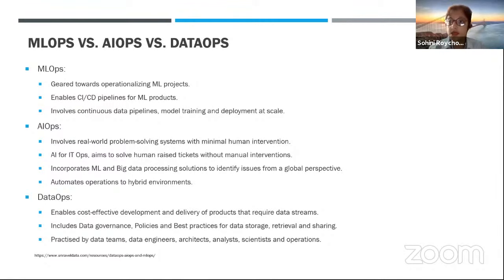And the last one is called data ops. Now, data ops is actually one of the most common ones out there. So it enables cost-effective development and delivery of products that require data streams. Now, any machine learning algorithm requires data. We know that, right? You cannot have ML algorithms without data. So again, you need a lot of data, but what is the cost-effective way to develop and deliver the products? That is what the principles of data ops will tell you. It does include data governance. So data governance policies and best practices for data storage, retrieval, and sharing.